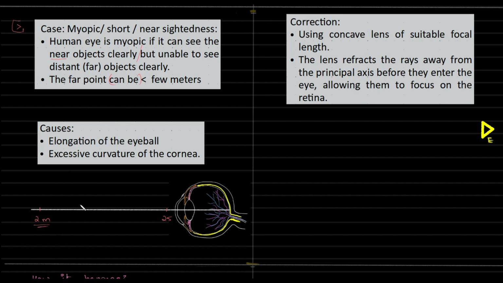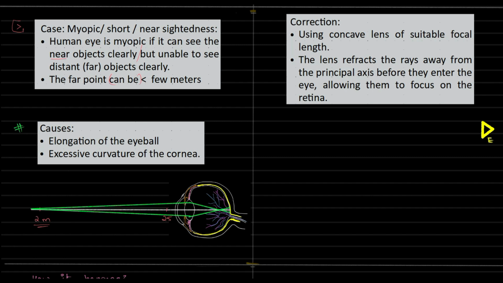So what exactly is the problem? Anything behind this certain far point for this myopic person, like say this point, the incident rays will converge just before the retina, something like this. So it's not able to converge on the retina, but it will converge before the retina. It misses by a few centimeters or a few millimeters. So that's the issue. So what causes this?